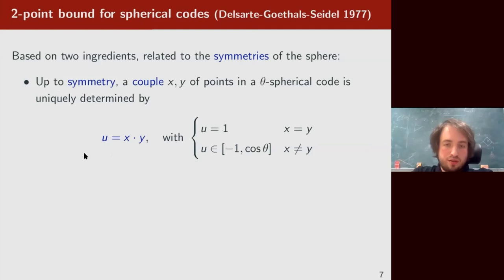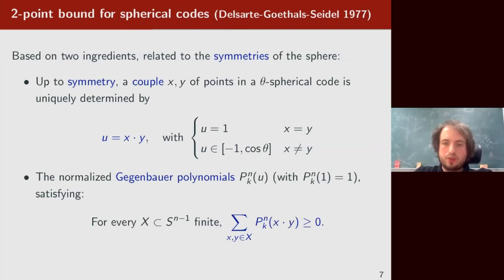Okay, so this is the first ingredient. Then you can also use the theory of Gegenbauer polynomials, which give you a basis of the harmonic polynomials on the sphere. The important property that will be useful for me is that if you take these Gegenbauer polynomials and any configuration on the sphere, not only spherical codes, and you sum over all the pairs in the configuration this polynomial evaluated at the inner product, then you get something non-negative. These are univariate polynomials, and when you sum over all the pairs, you get something non-negative. This will be really key to get bounds from linear programming.